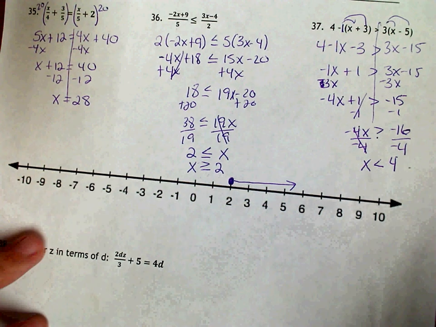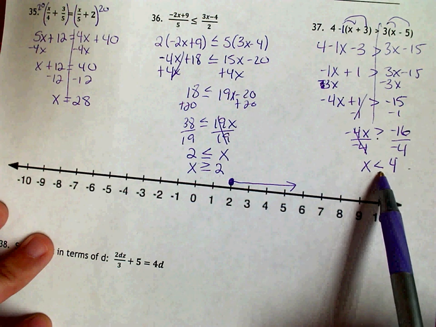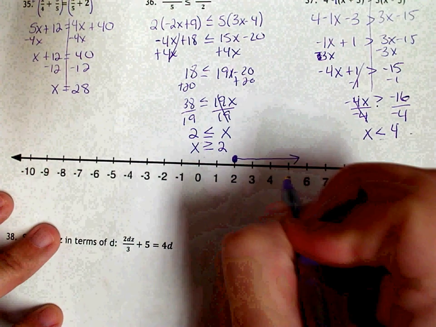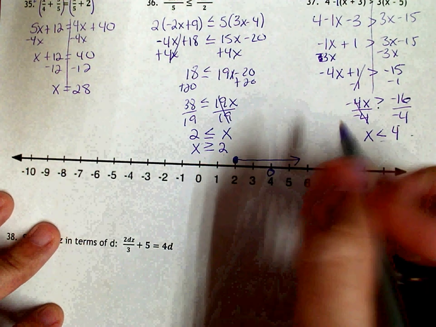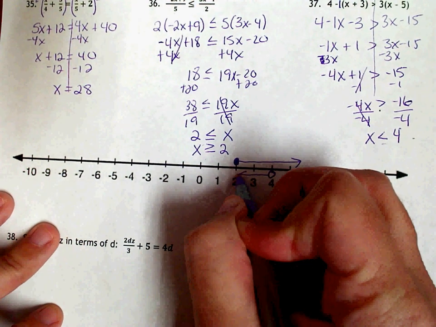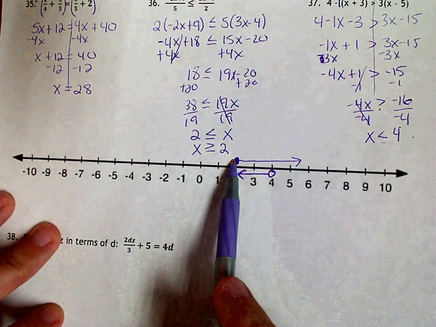Okay, so now we're going to graph it. We don't have the bar underneath here, so it's going to be an open circle at 4. So I'm just going to put it underneath. And it's less than, so these numbers are less than 4. So when it has the bar under it, we make it closed. When it doesn't, we leave it open.